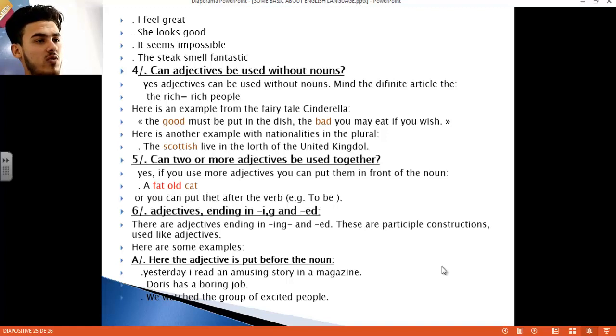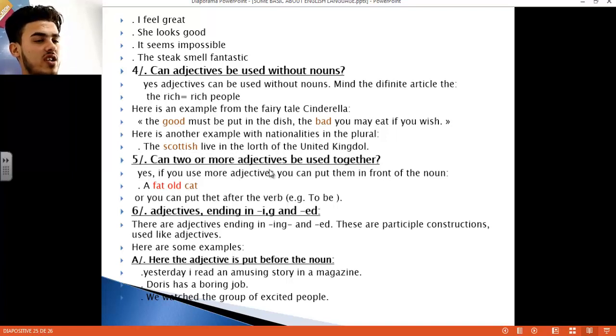Here is another example with nationalities in the plural. The Scottish live in the north of the United Kingdom. So the examples here show us that an adjective can stand on its own. Here we have good and bad and Scottish to describe Scottish people who live in the north.